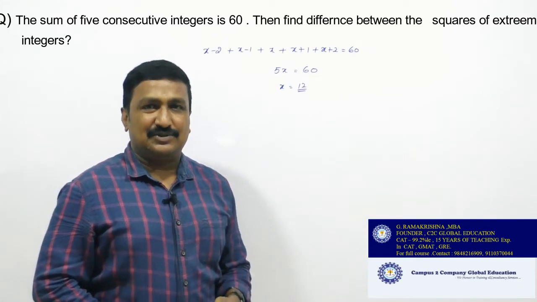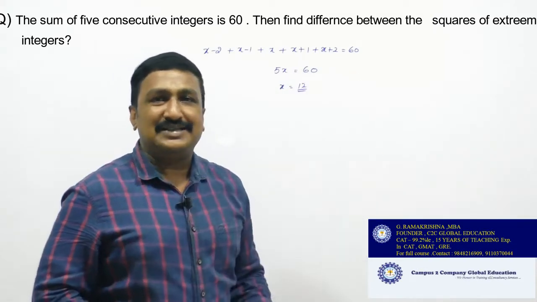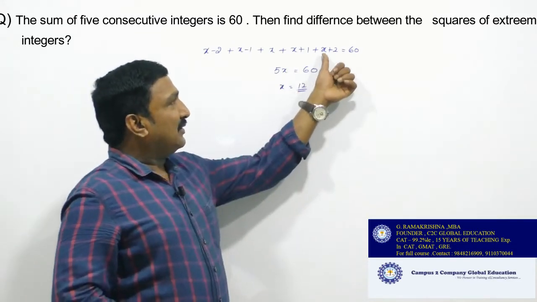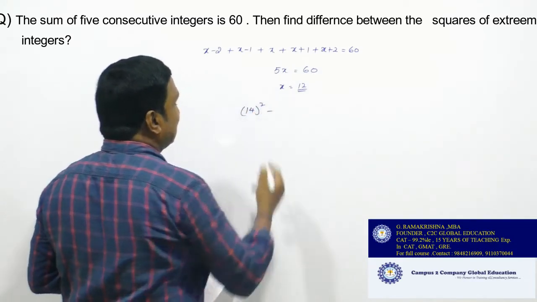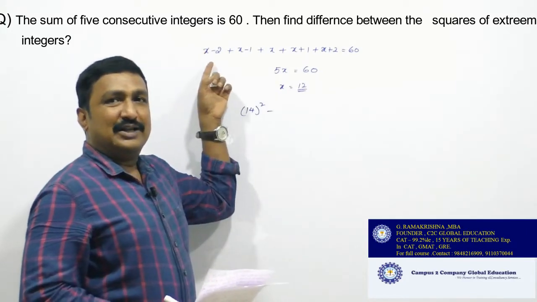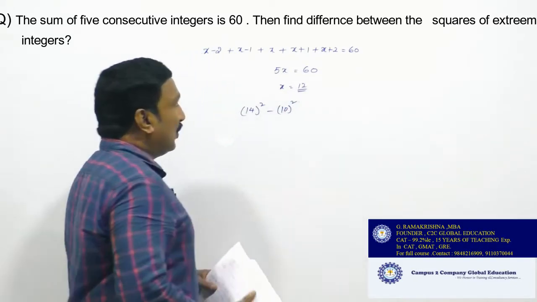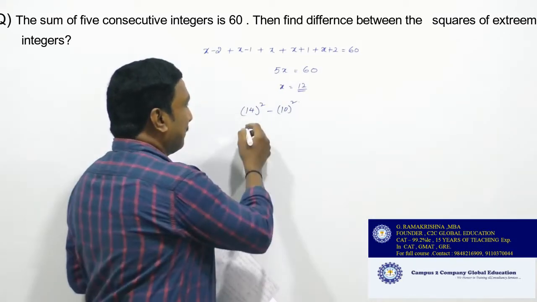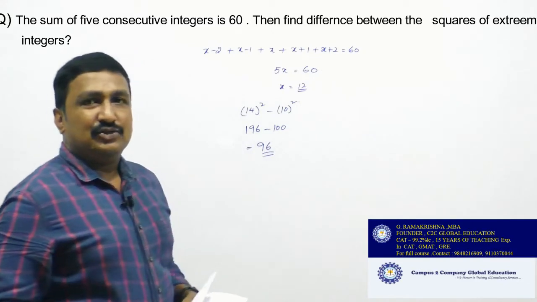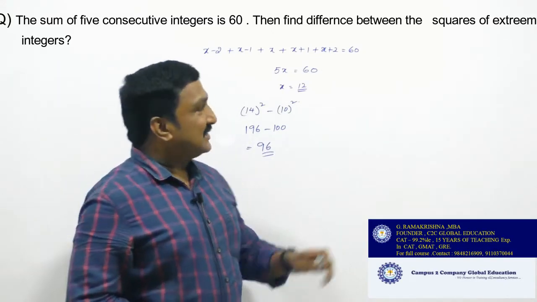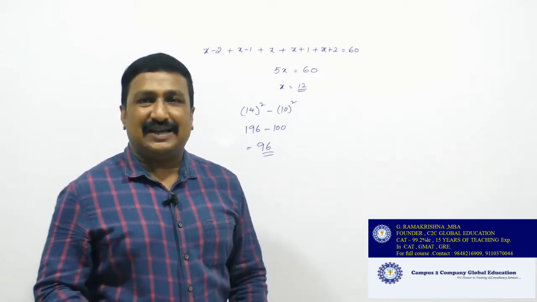Once you got x is equal to 12, they are asking the difference of squares of extreme terms. Extreme terms means first term and last term. According to options, we take maximum value minus minimum value. When x is equal to 12, the largest is 12 plus 2, 14, so 14 square, minus the smallest value, x minus 2, which is 12 minus 2 is 10, so 10 square. 14 square is 196 and 10 square is 100. So the answer is 96. I am explaining very slowly for understanding purpose. It is a basic level question on how to consider conjugate integer problems. We will discuss the next question.